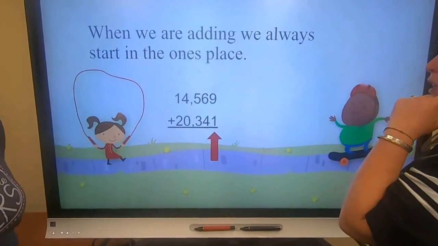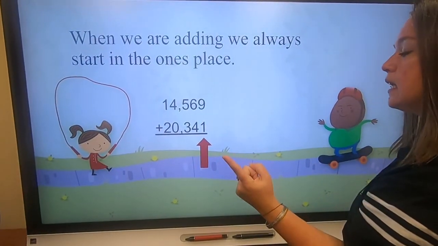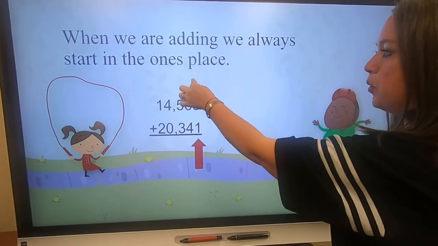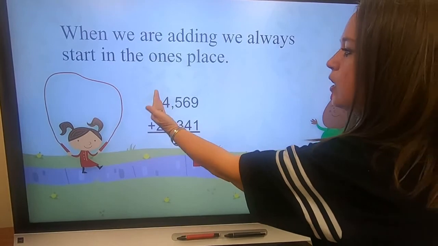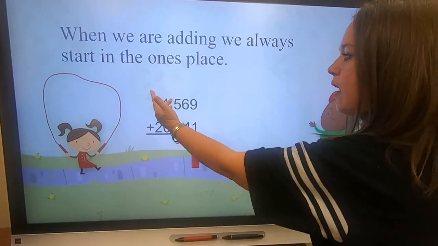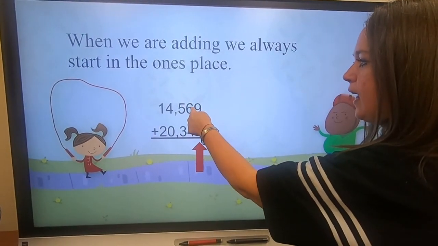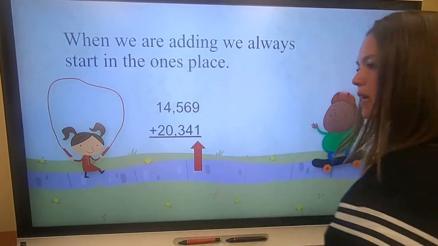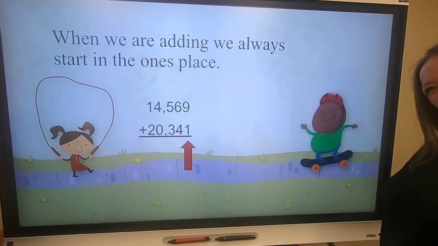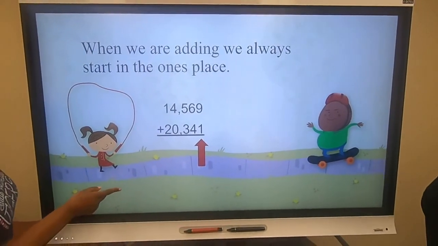So I do know that 10 ones is 1 ten. So I need to be able to put my 1 with my tens. But if I started over here and worked backwards, that would not work because I would have already added my tens place when I got to my ones, and I needed to put that 1 with my tens. Right? Yes, Miss Wilson, that is correct.